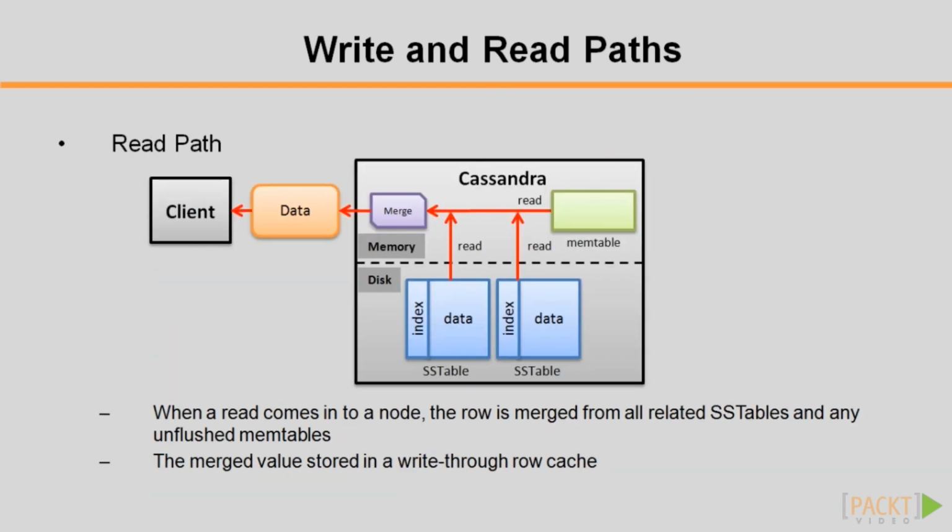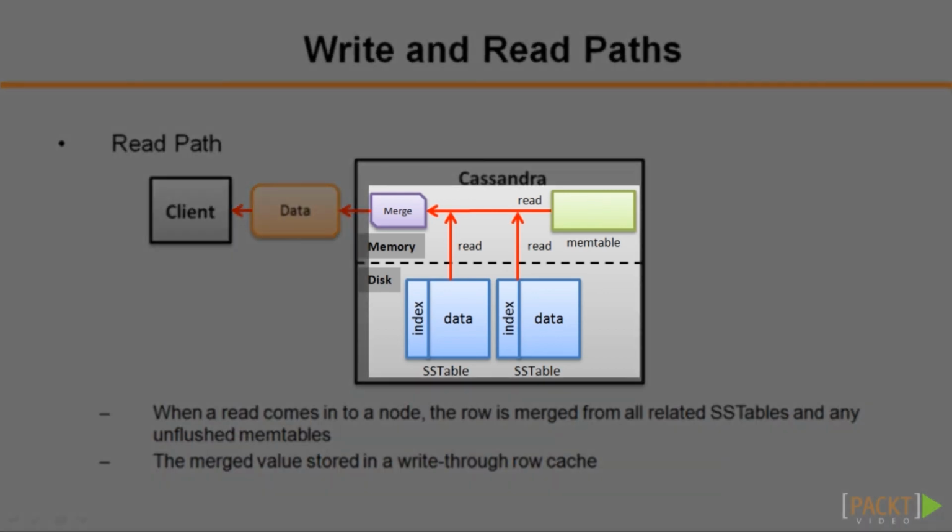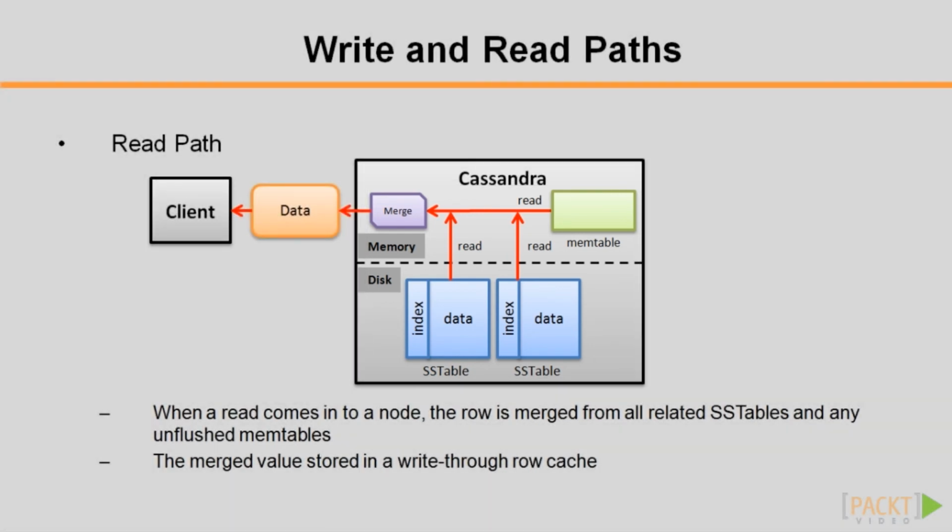Now we come to read path. When a read request comes into a node, the data to be returned is merged from all related SSTables and any unflushed memtables. Timestamps are used to determine which one is up to date. The merged value is also stored in a write-through row cache to improve future read performance.